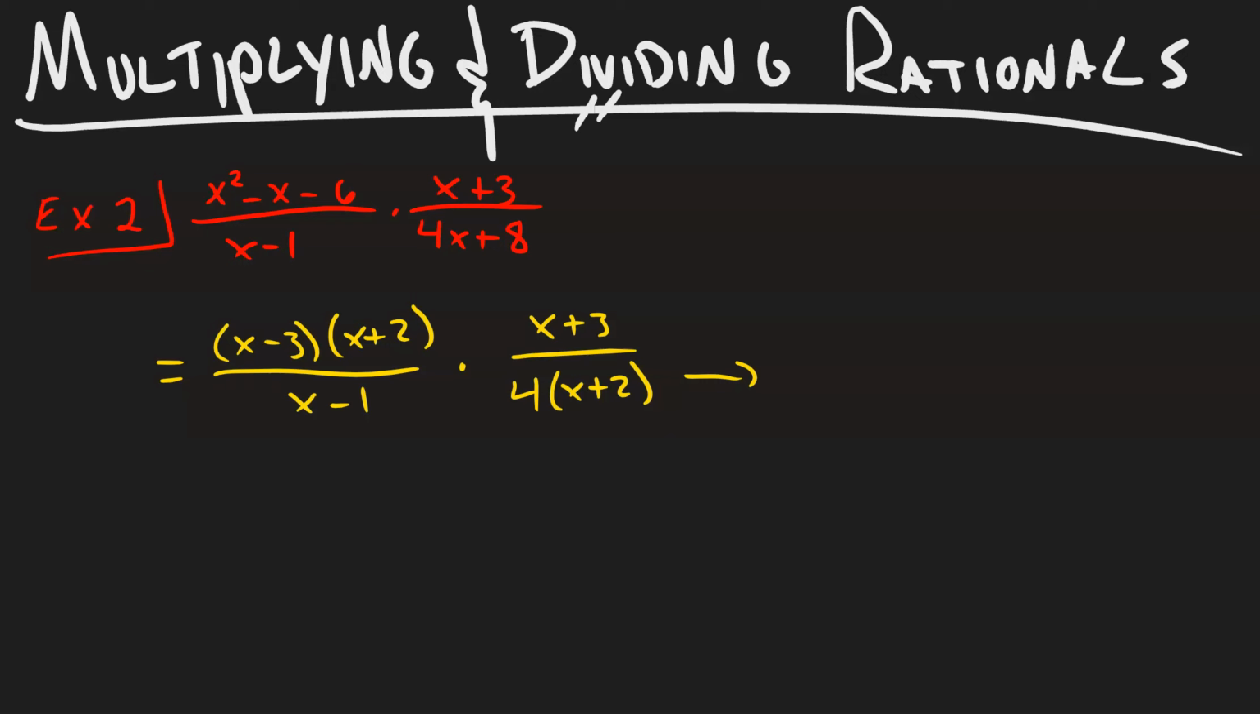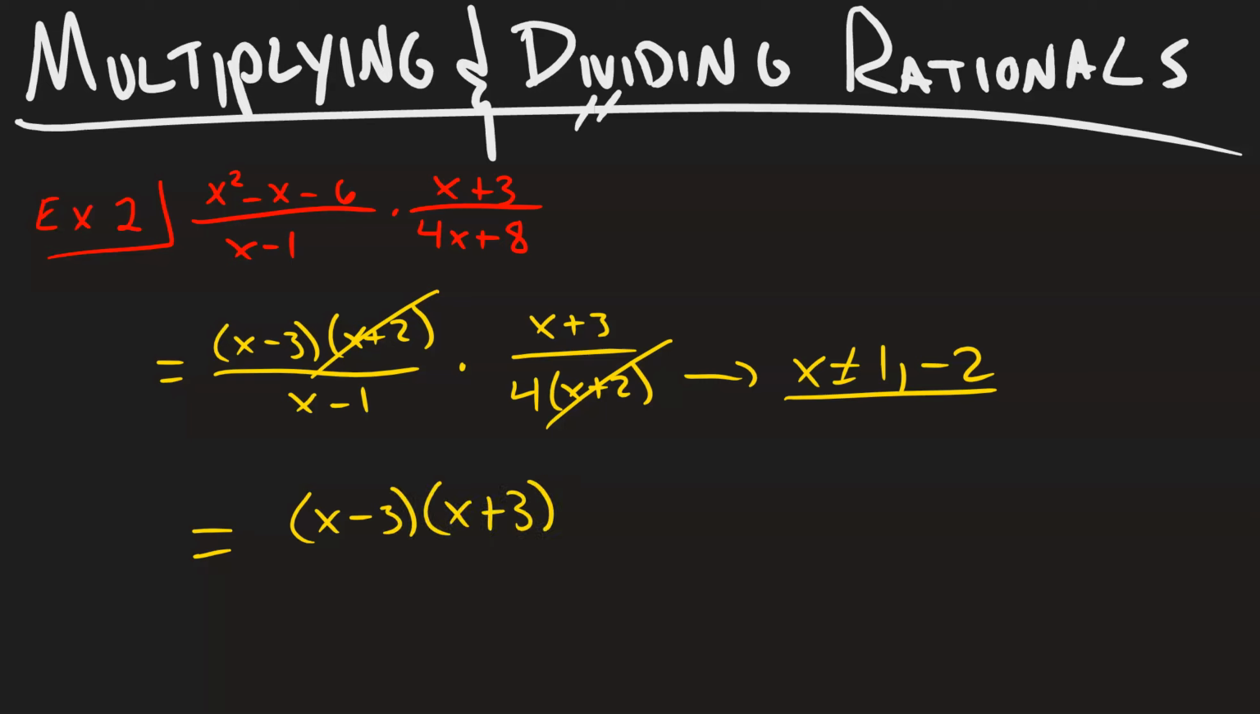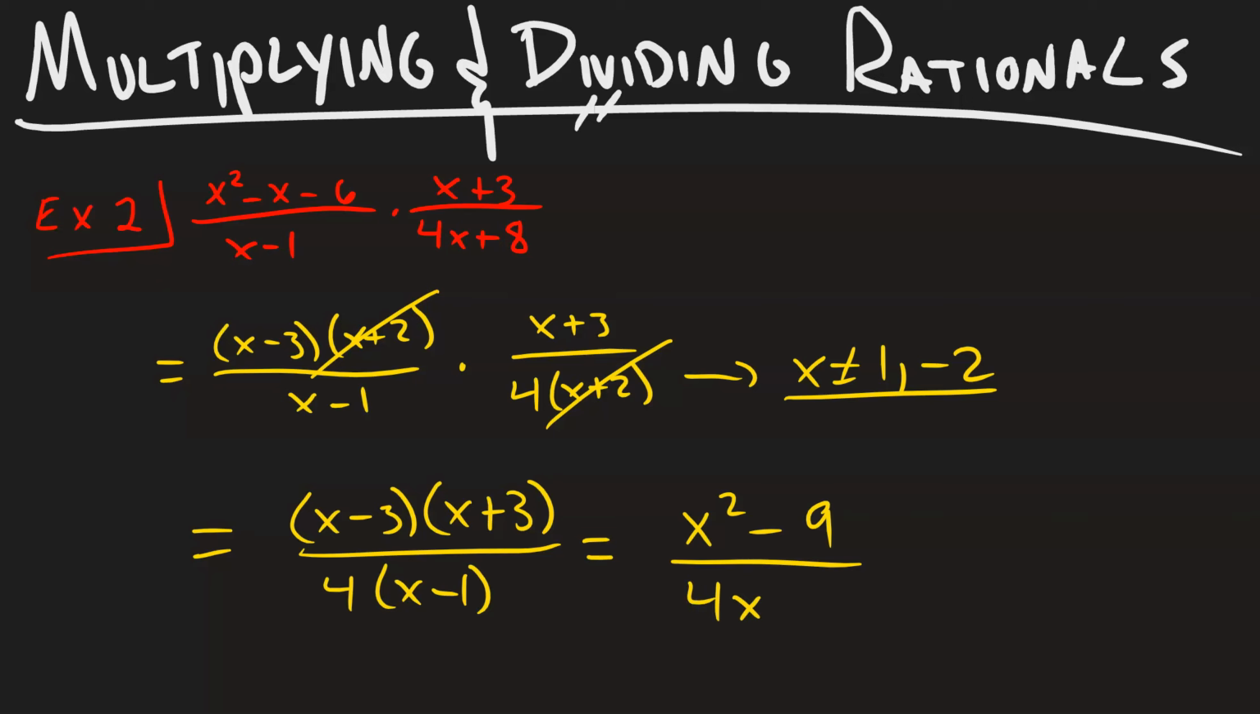Now, from here, we can list our excluded values. X cannot equal positive 1 or negative 2. And now let's go ahead and cancel out our common factors, which in this case is only x plus 2. So this leaves us with x minus 3 times x plus 3 over 4 times x minus 1. Now, you can leave it like this in factored form, or you can go ahead and multiply through, which in this case would leave you with x squared minus 9 over 4x minus 4.